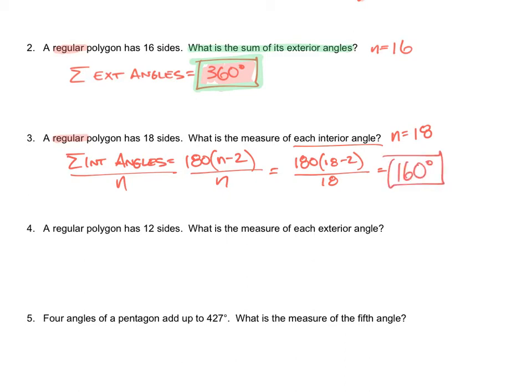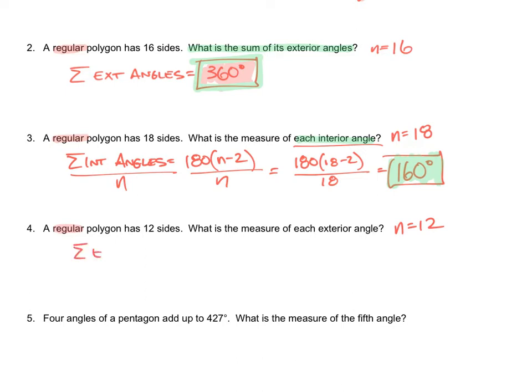Again, ask yourself, does this make sense? Could I have a single interior angle of 160 degrees? The answer is yes, so that answer passes the sniff test. Let's move on to number 4. Oh, there's that word again. A regular polygon has 12 sides. What is the measure of each exterior angle? Well, I'm going to use a similar strategy to what I did in number 3.